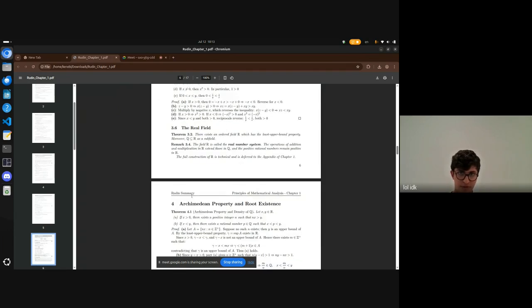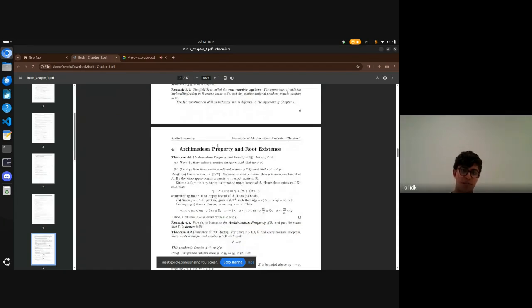There exists an ordered field R which has the least upper bound property. Now we're talking about the real field. The field R is called the real number system, okay? Now we talk about the Archimedean property and root existence. The Archimedean property is the following. If x is greater than 0, then for any y there exists a positive integer n such that nx is greater than y.